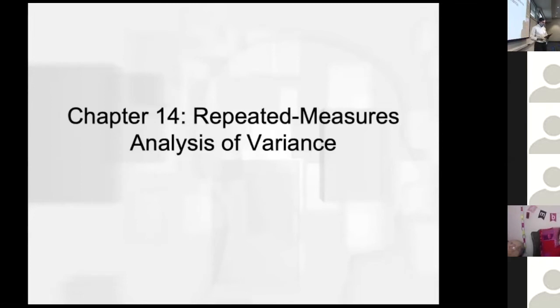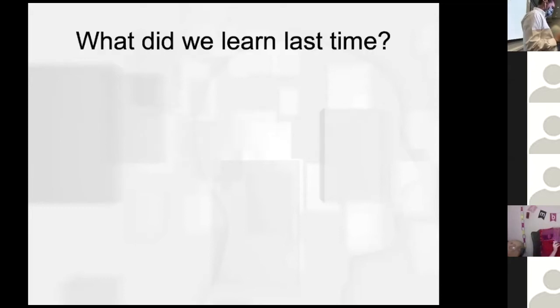All right, so today we are talking about repeated measures ANOVA, or analysis of variance. Last time we talked about essentially a one-way ANOVA. This time we're going to be talking about what happens when you have the same participants in every level of the independent variable. So before we do, what did we learn last time?